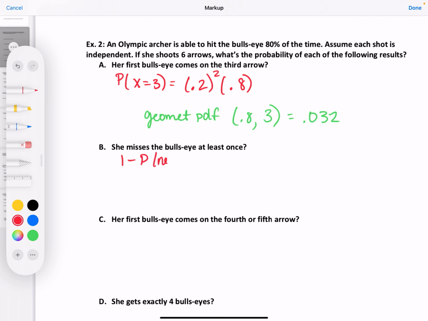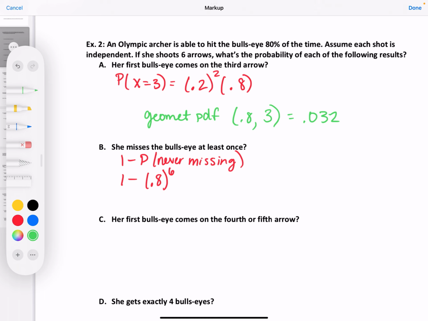So we're going to look at this as if it is 1 minus the probability of never missing. Because missing at least once could mean she misses 1, 2, 3, 4. So it means she can miss all of them potentially. So we're going to take it off of the probability that she doesn't miss at all. So that would be 1 minus 0.8 raised to the 6th.